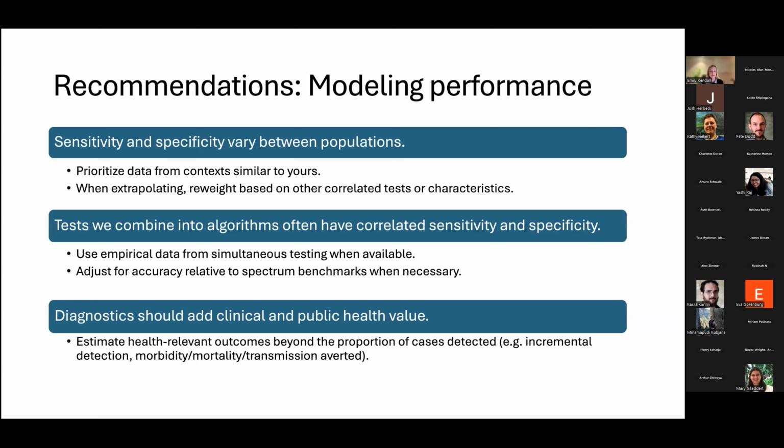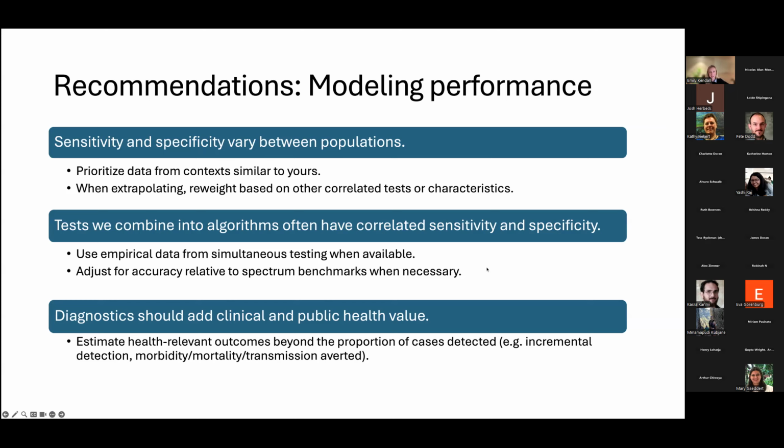Finally, when we're modeling performance, these same considerations apply. Because sensitivity and specificity vary between populations, we should, when possible, prioritize data that are coming from contexts similar to the ones we're modeling. And when we have to extrapolate from other settings, we can think about reweighting performance in different subsets of the testing population to better align with the distribution of those characteristics in the population that we're modeling.